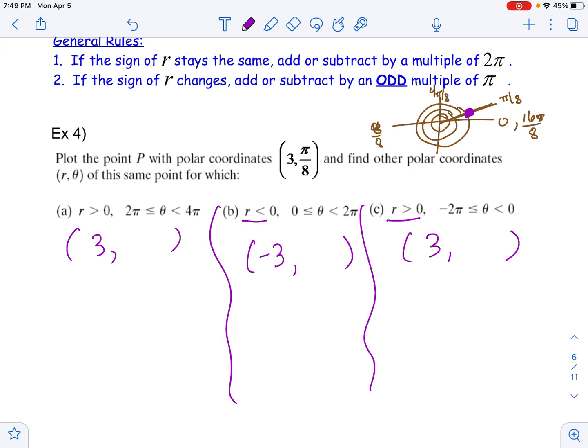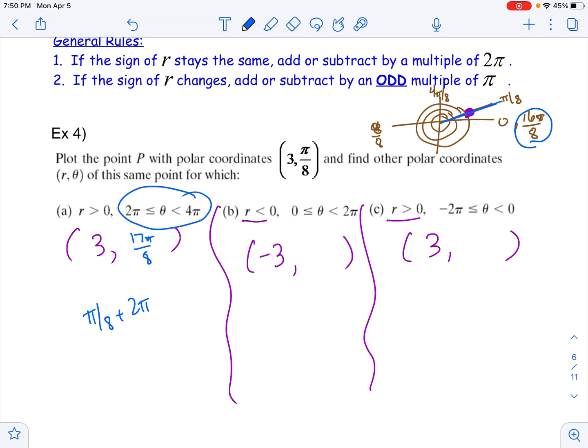Okay, so now let's do the angle measures. If R is positive, I have to end up on this ray and then go the 3 circles out onto the ray. If I want this to be bigger than 2 pi, so between 2 pi and 4 pi, I have to go a full circle around and another pi over 8. So I know a full circle is 16 pi over 8, plus one more would give me 17 pi over 8. So again, I'm taking that pi over 8 and adding 2 pi, but in this case, 2 pi is 16/8, right?